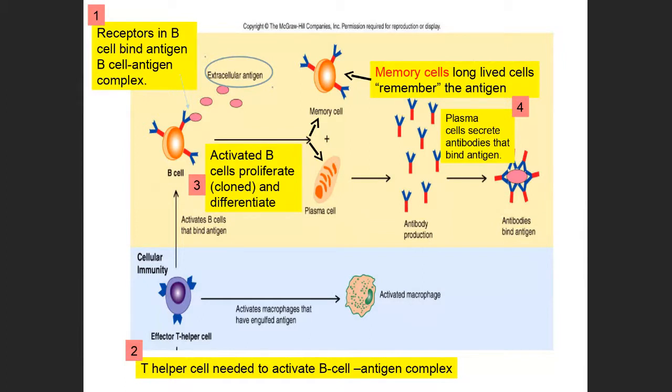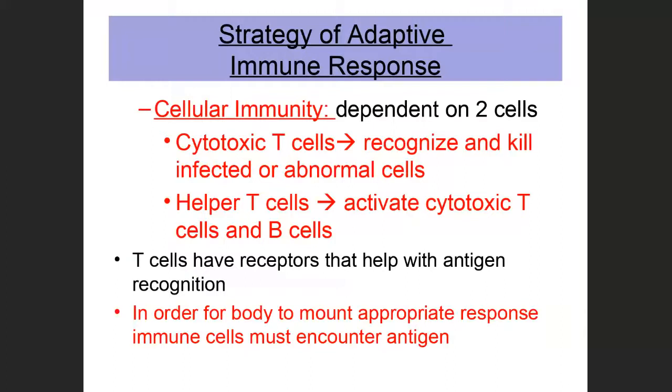Also remember, some of the plasma cells that are made will become memory cells. Plasma cells will be the cells that are actually going to secrete antibodies. So humoral immunity is the immunity that secretes antibodies.